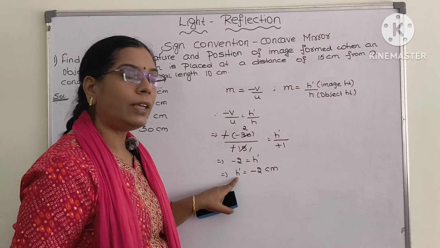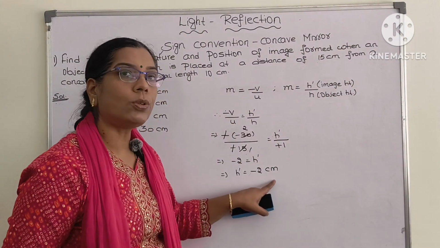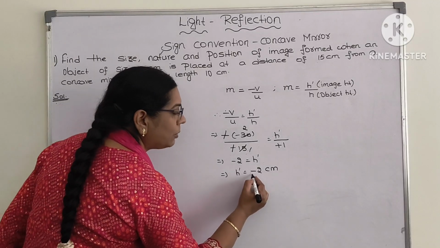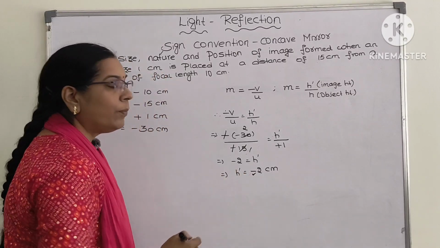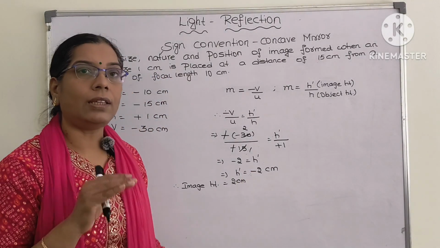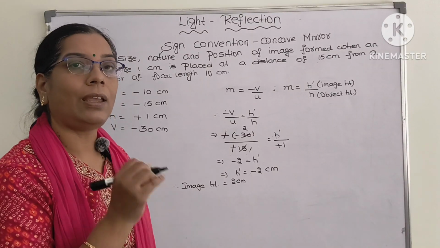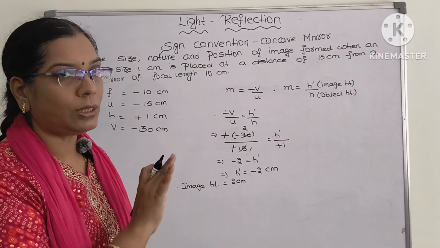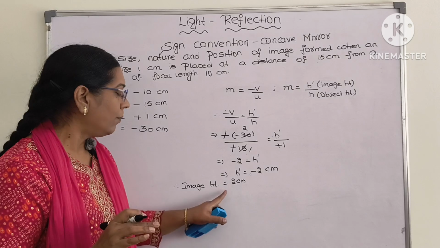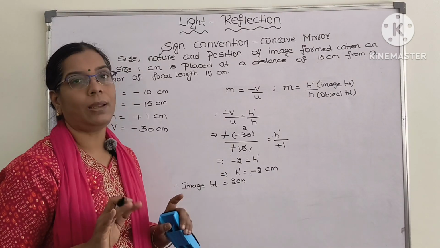So what is the height of the image? It is minus 2 centimeter. What does this minus signify here? The negative sign here in these numericals tells us whether the image is real or virtual. That's all, children. Hence you have to write image height is 2 centimeters.